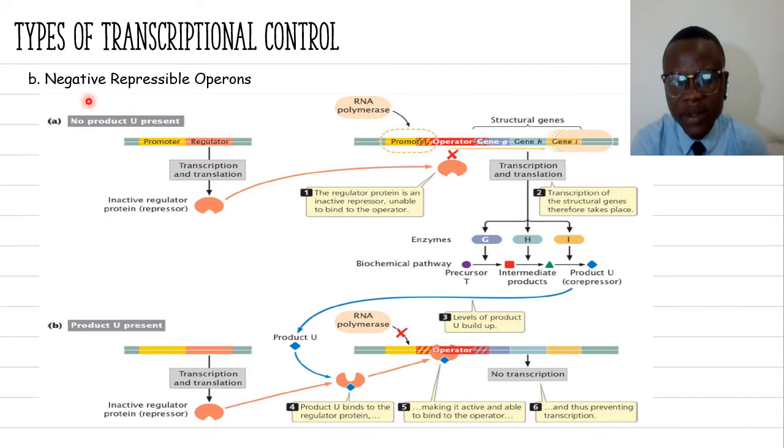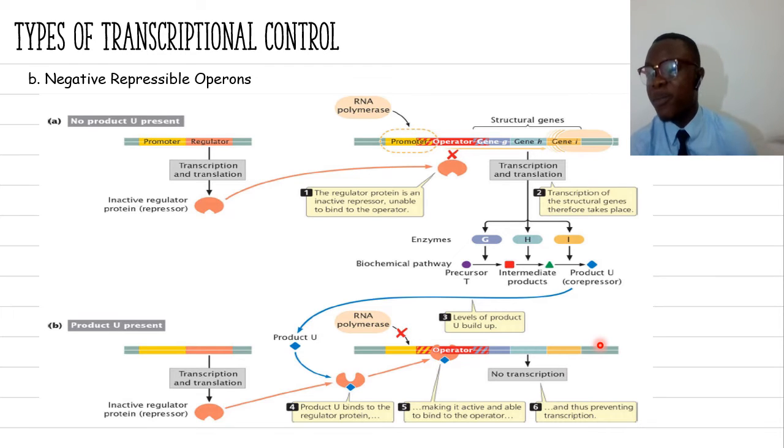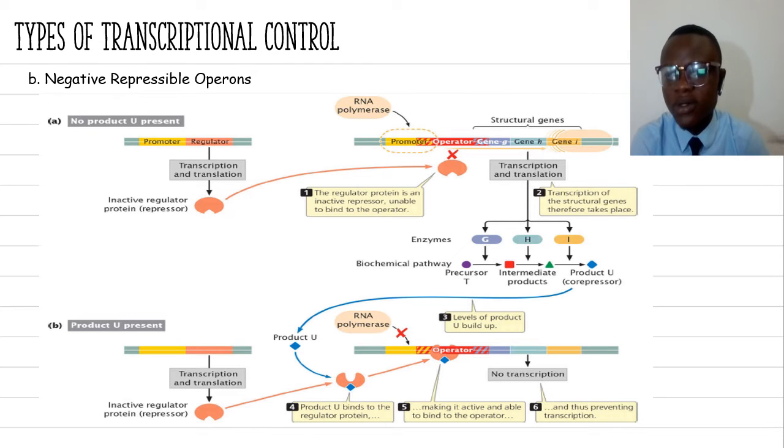So negative control, in the presence of an active regulatory protein, what happens? Transcription is off. Don't forget about that for a negative control. In the presence of an active regulatory protein, transcription is off. But for positive control, in the presence of an active regulatory protein, transcription is on. Don't forget about that. It's so simple.